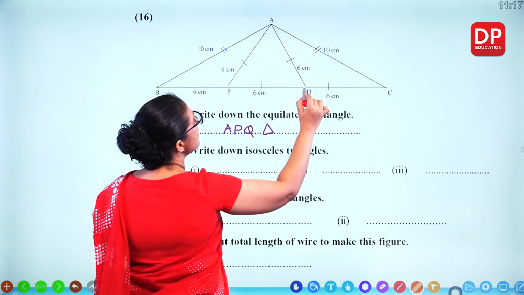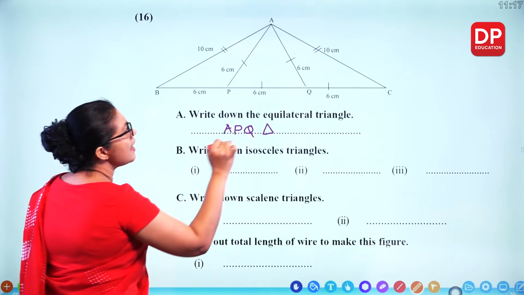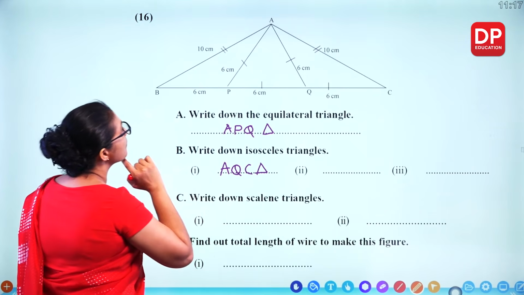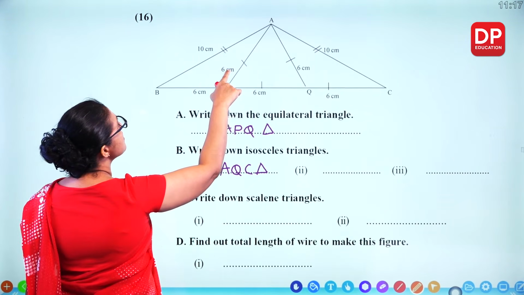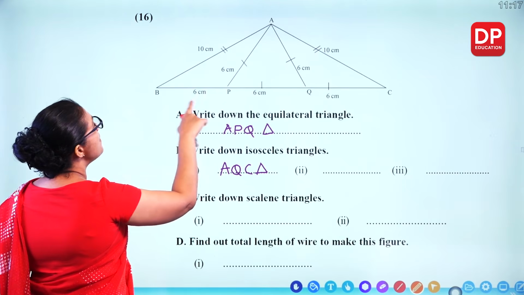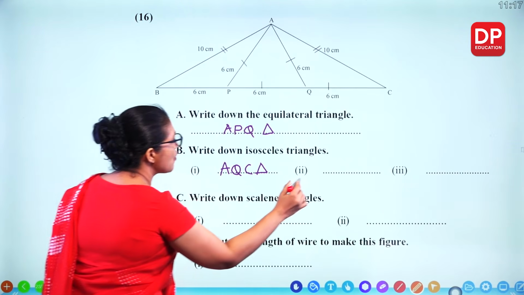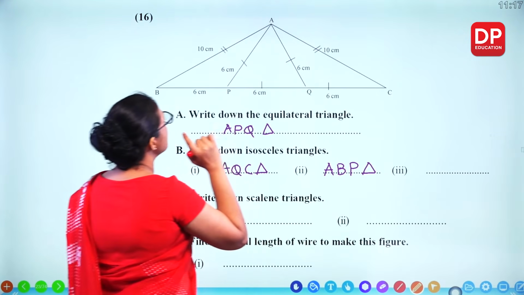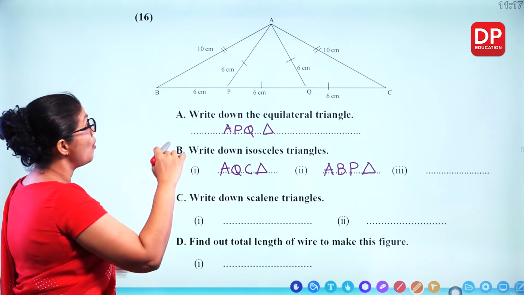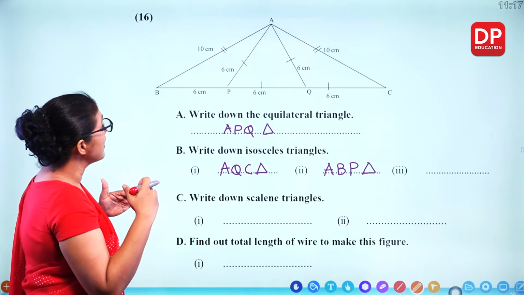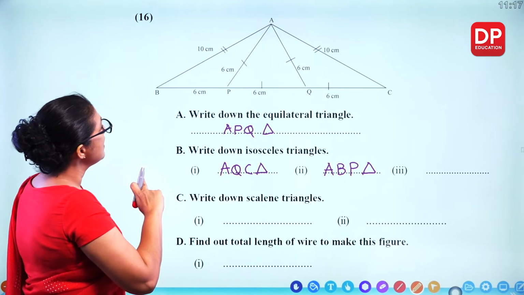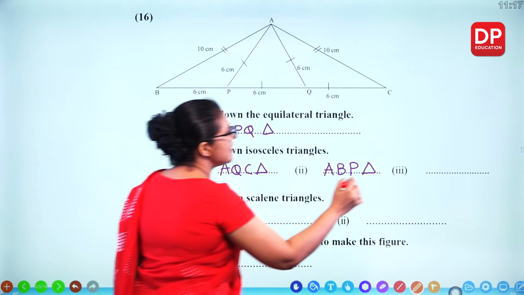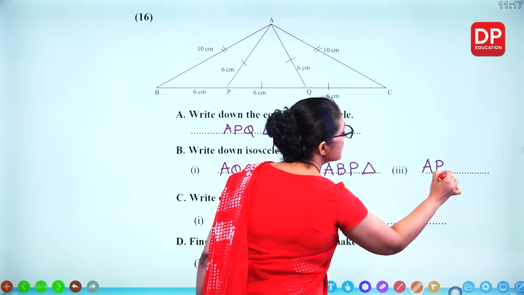Look at this one. 6, 6, 10. AQC triangle. And this way, 6, 6, 10. BPA, ABP triangle. ABP triangle is an isosceles. What else? Now, when you take the big triangle, 10, 10 and 18, ABC triangle is also an isosceles triangle.